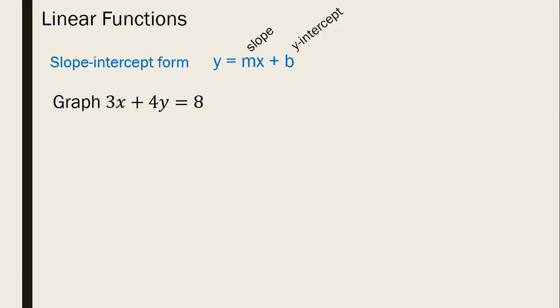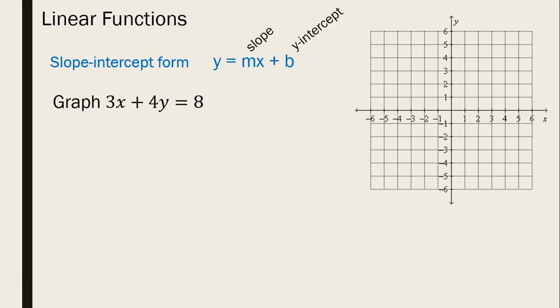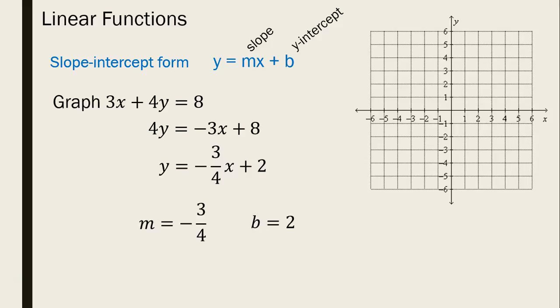What if we want to graph a line? Can we use this slope-intercept form to do that? Well, we can if the equation is in slope-intercept form. This equation isn't. It's in standard form. But if we solve the equation for y, then we can identify the slope and the y-intercept. In this case, the slope is negative 3/4, and the y-intercept is 2.